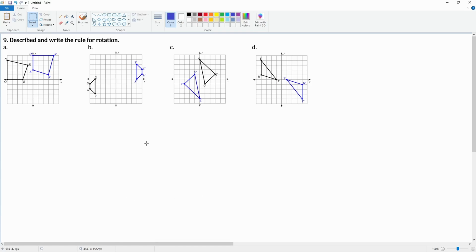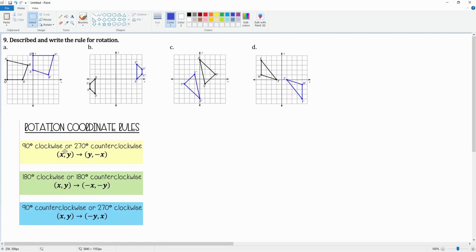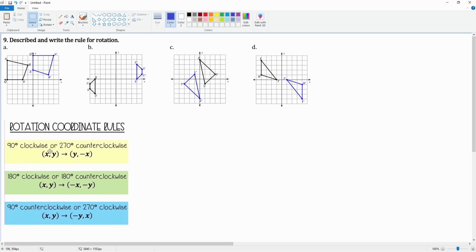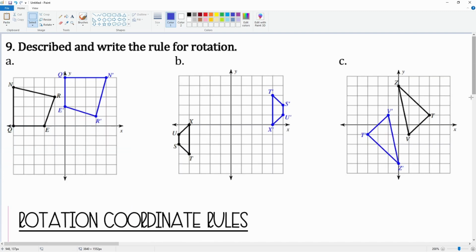Here, number 9, describe and write the rule for each of the rotations. We have our 3 major rotations down here, so we're just going to use those for reference. Okay. All right, so let's grab a point. So let's grab the original. Let's say we grab R. R was originally (-1, 3).